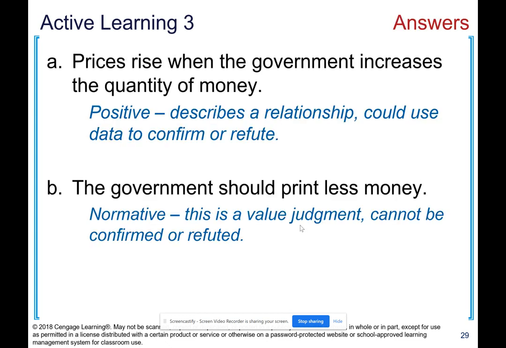a positive statement. Okay, so the answer here, prices rise when the government increases the quantity of money. That is a positive statement. It describes a relationship. Could use data to confirm that. Number B, the government should print less money. Should. That is normative. This is a value judgment, cannot be confirmed or refuted.